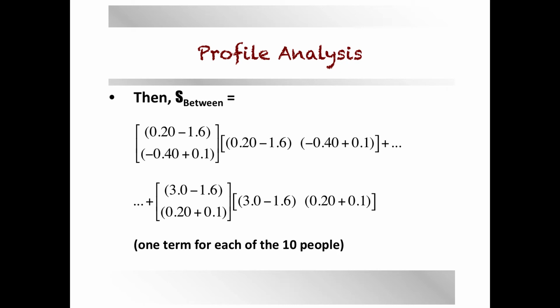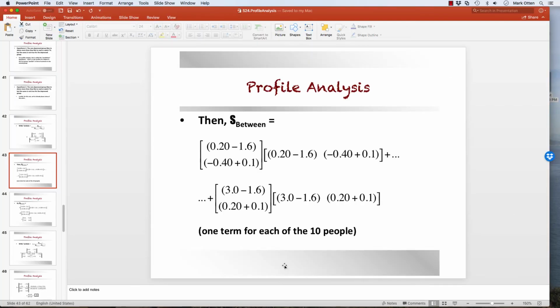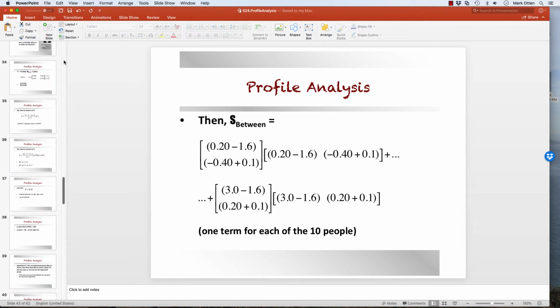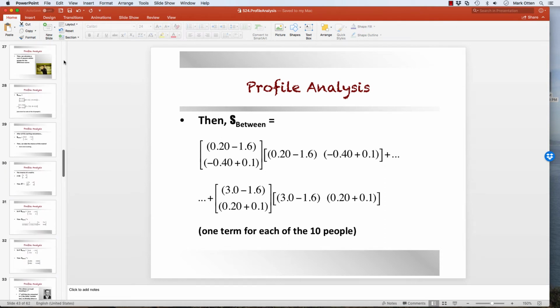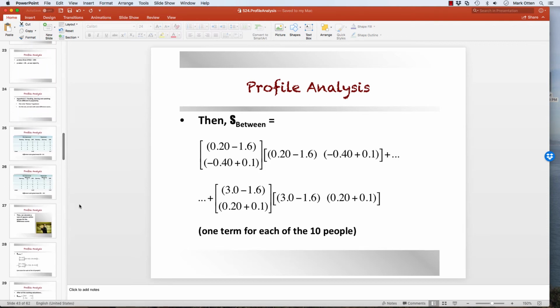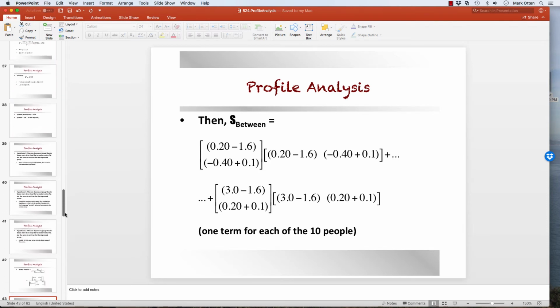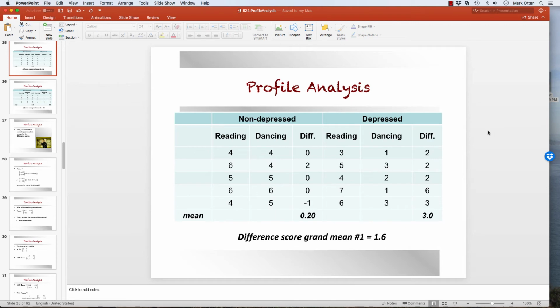And so again, I'm going to try to match these numbers up to what we need. The sum of squares between calculation is going to be the same as what we did for MANOVA, except just a different application here. So we've got to find these numbers. The 0.2 and the 1.6, I'm scrolling back, come from these different scores. So the 0.2 is the group mean for the non-depressed group on reading minus dancing. The grand mean here, 1.6, is what you're subtracting.